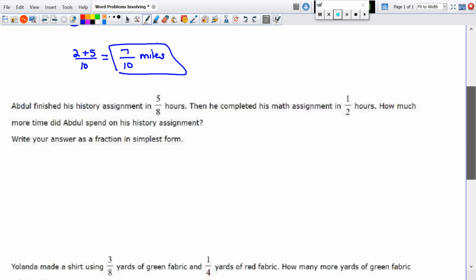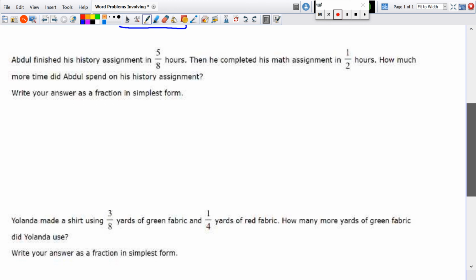Okay, the next one. And you notice when I'm reading through these, I write it down as I go. Abdul finished his history assignment in 5/8 hours. Then he completed his math assignment in 1/2 hour. How much more time did Abdul spend on his history assignment? How much more? That means subtract. So you're going to subtract these.